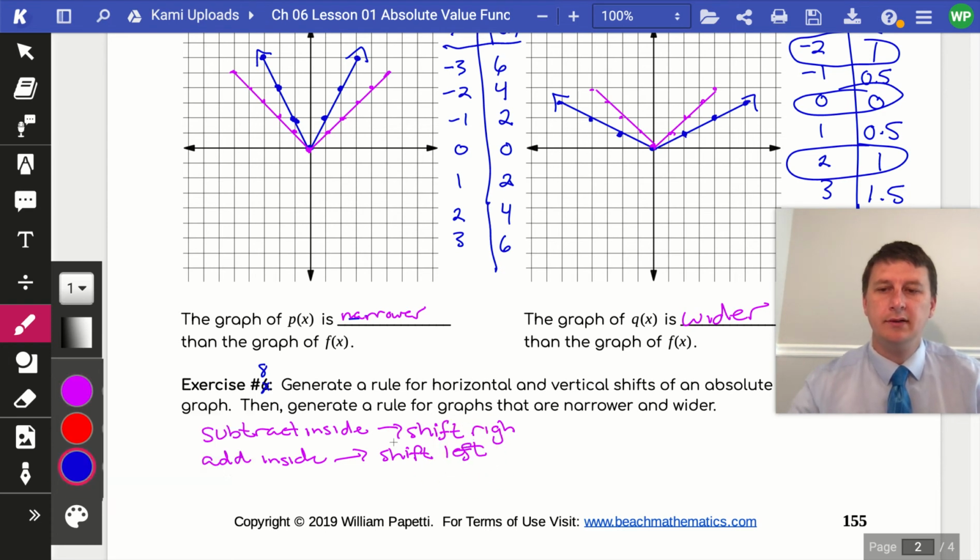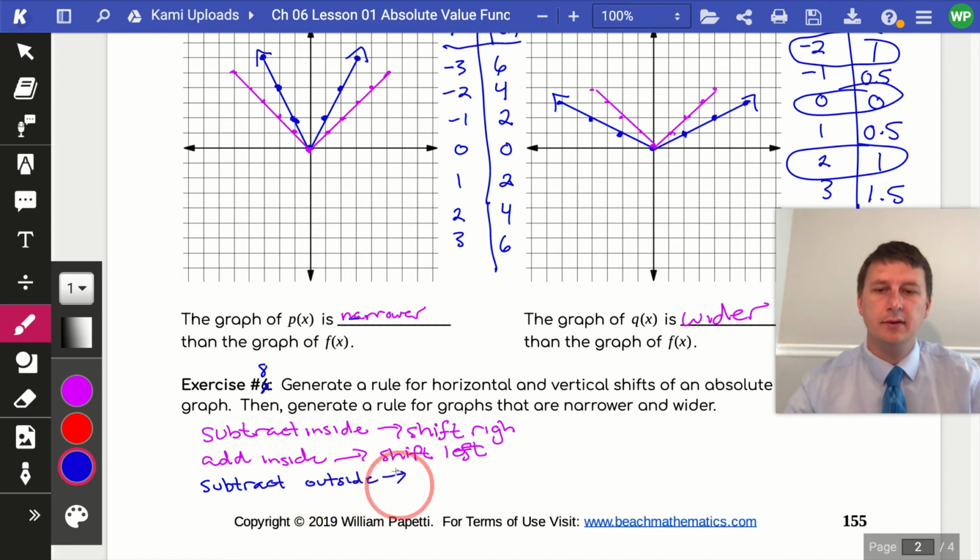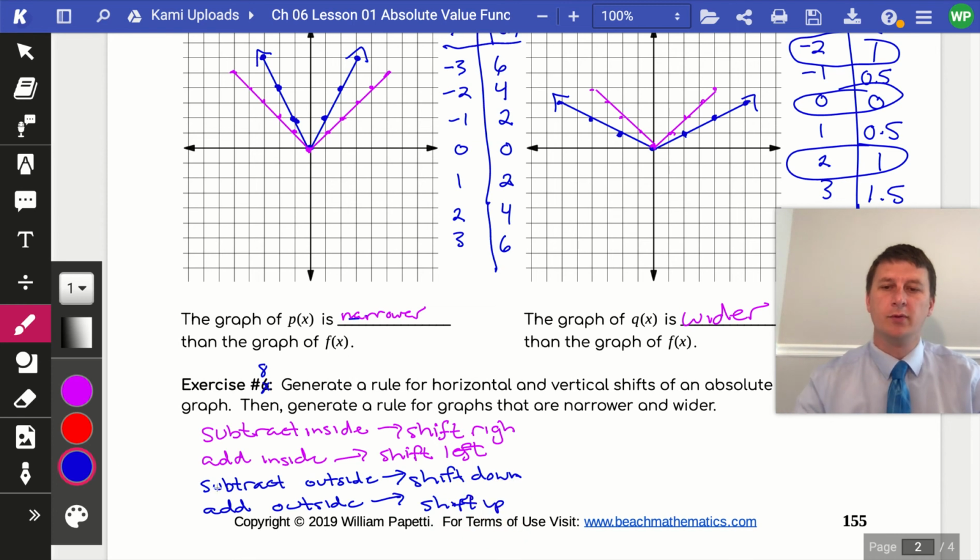Then we saw in exercises numbers 4 and 5 that when you subtract outside the absolute value, it's going to shift down. When you add outside the absolute value, it's going to shift up. Here's 4 rules so far.